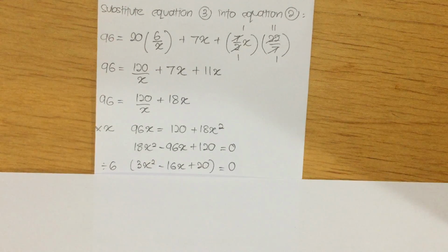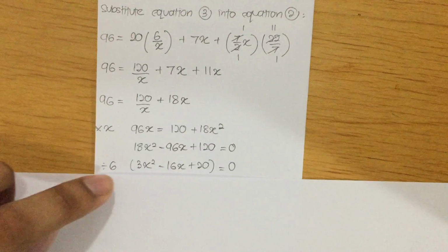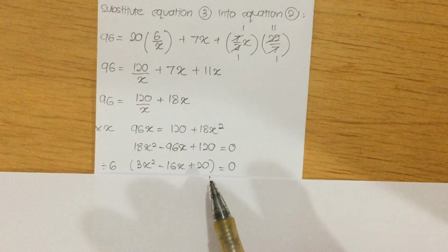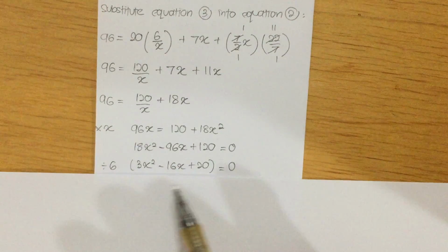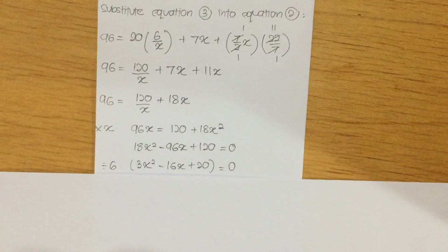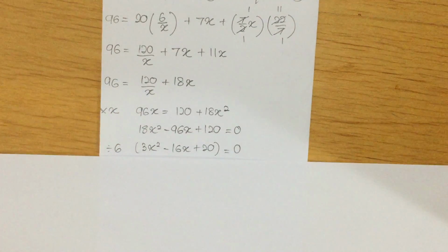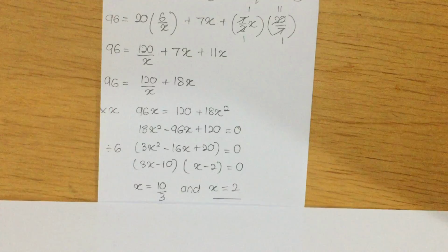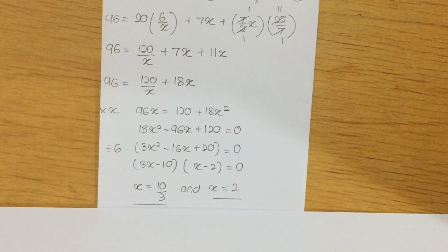So we can simplify this quadratic equation by dividing the whole equation by 6. So from here you get 3x squared minus 16x plus 20 equals 0. Once you cannot simplify further, now we can factorize this quadratic equation. From here you should be getting 3x minus 10 in a bracket, x minus 2, equals 0. And from here you get 2 x values. The first x value you should be getting is x equals 10 over 3, and x equals 2.